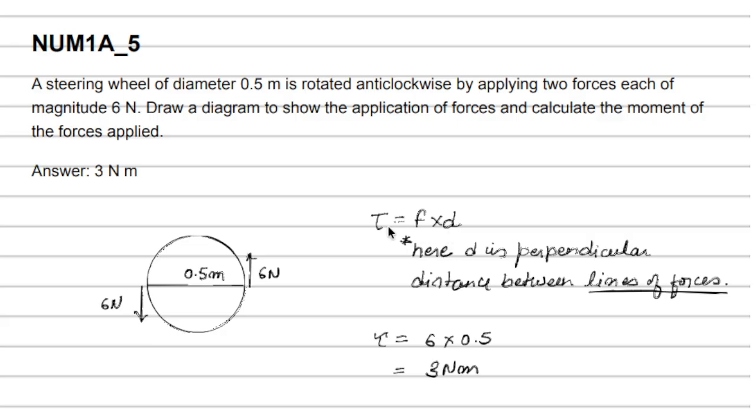In case of a couple, torque is just force into d, where d is the perpendicular distance between the lines of forces. It is not the distance from the pivot. Remember that that is a difference when we are working with couples. Here is a couple, so we will take the entire distance between these forces. The distance between this and this force is 0.5 meter. So we take the 6 Newton force for calculating. We can take either force, so we will take the magnitude of this force: 6 into 0.5, it will be just half of 6, or 3 Newton meter.